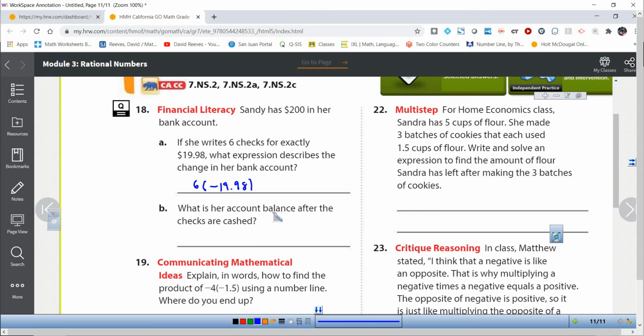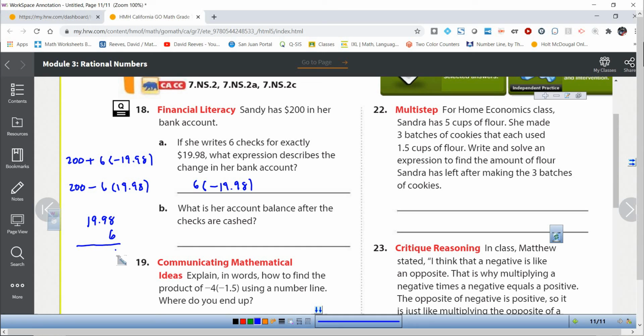All right? So what is the account? Well, we're going to have to do 200 minus 6 times negative 19.98, right? Actually, we're going to do 200 plus, because we already took the negative there. We could also do 200 minus 6 times 19.98. Either one of those would do. Adding a negative is the same as subtracting a positive. So we're going to have to find out what is 19.98 times 6.